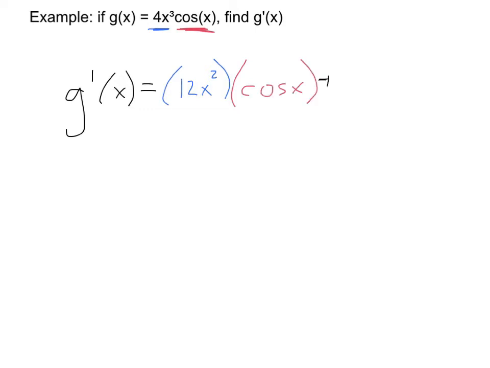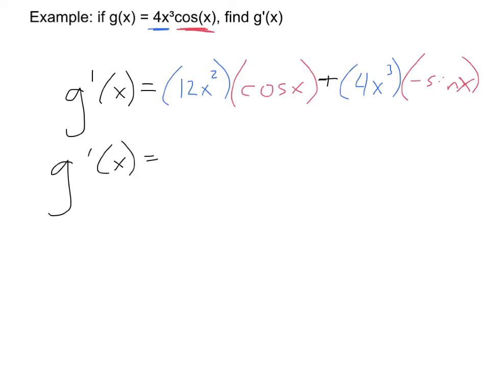plus, this time I'll leave the first function alone, 4x cubed, and I'll multiply by the derivative of the second function, negative sine x. Now I mentioned that from here, lots of times we want to make things a little bit prettier. So, I have 12x squared cosine x, there's not a whole lot I can do about that. Over here I can at least pull the negative to the front.